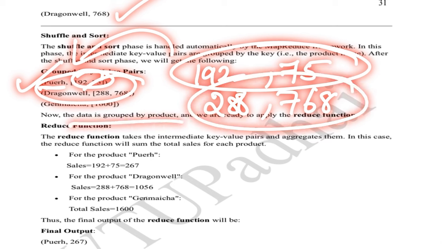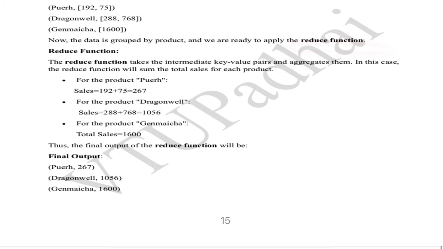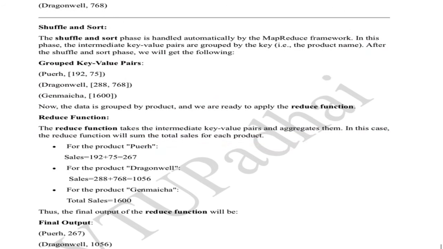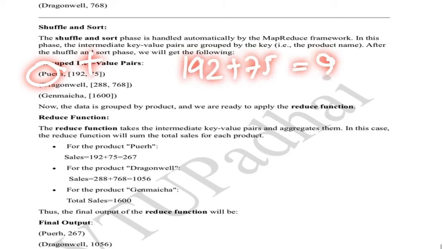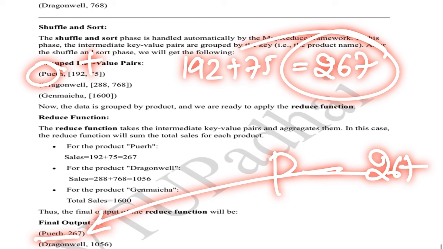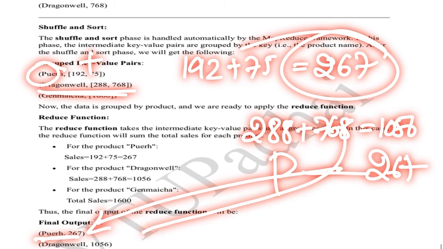Now the data is grouped by product, right? And we are ready for the reduction operation. In reduce operation, we take the intermediate key value pairs and aggregate them. In this case, the reduce function will sum the total sales. So for this P, we are adding these two, 192 plus 75 will give us the total sales. Total sales is 267 for P. I have written here 267. Next for Dragonwell, it is 288 plus 768. I get 1056. I have written 1056 here.